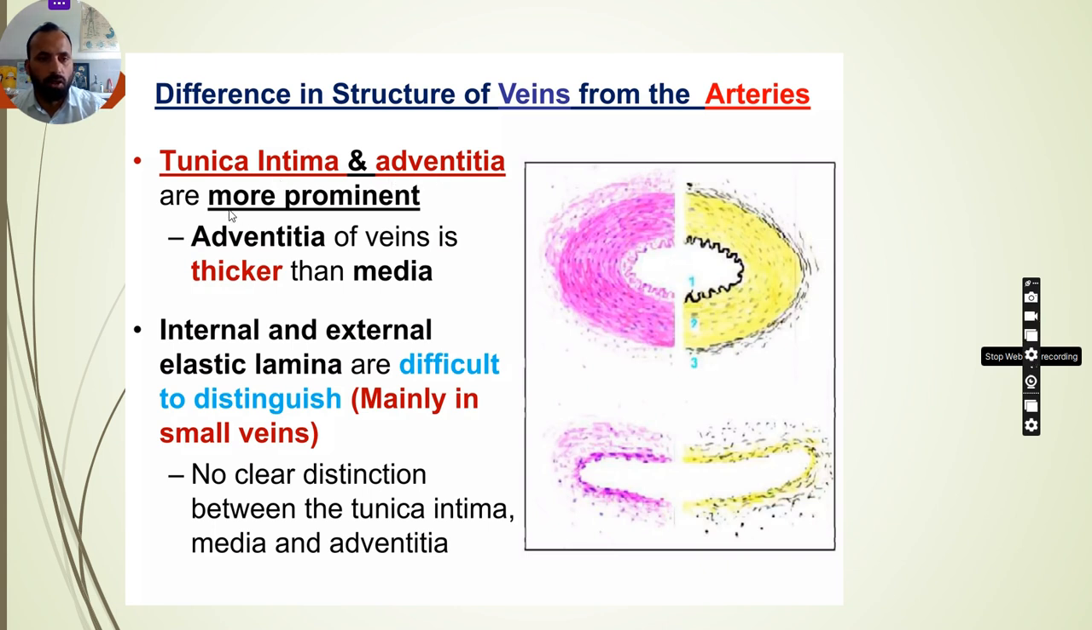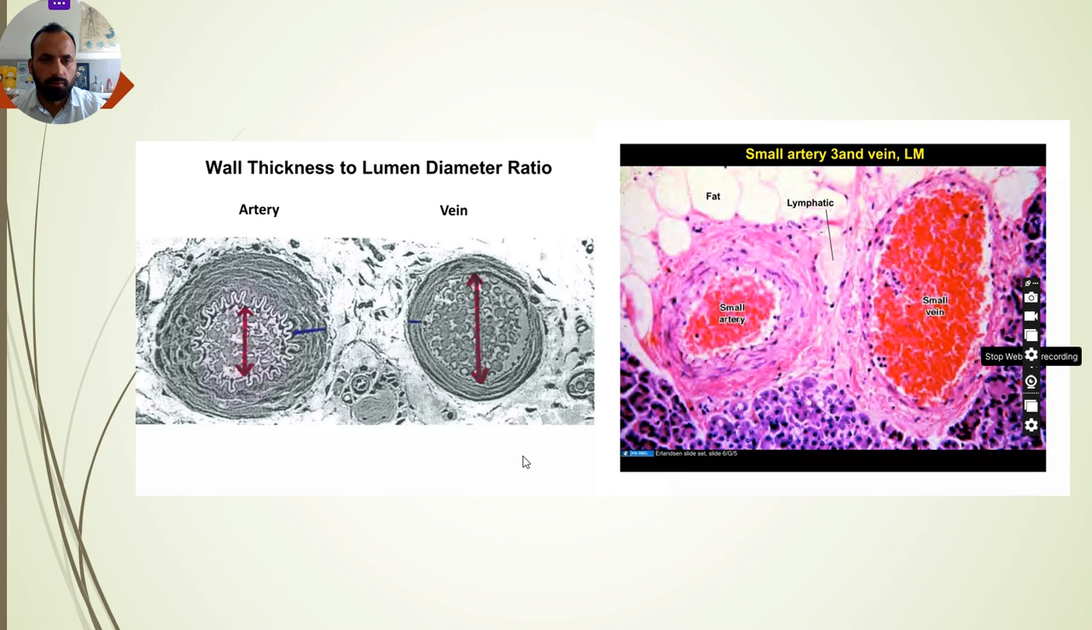Tunica intima and adventitia are more prominent in vein. Tunica adventitia will be thicker than the media. Internal and external elastic lamina are difficult to distinguish in the vein. So this is the small artery and the small vein. You can see the level of the thickness between the different walls in the vein and artery. But you can see the ratio of wall thickness to the lumen diameter. It will be more in case of the vein as compared to that of artery.